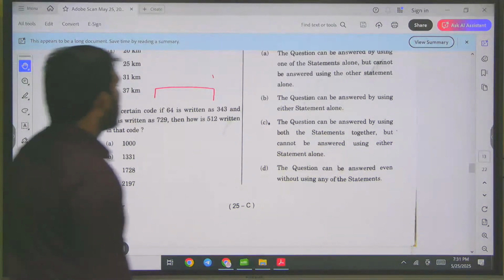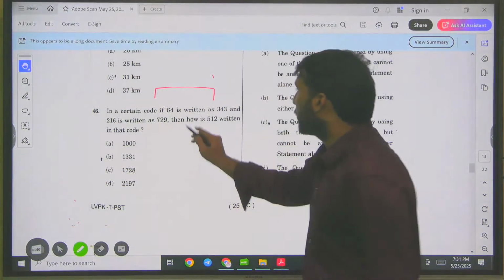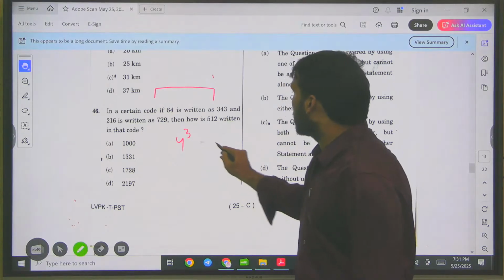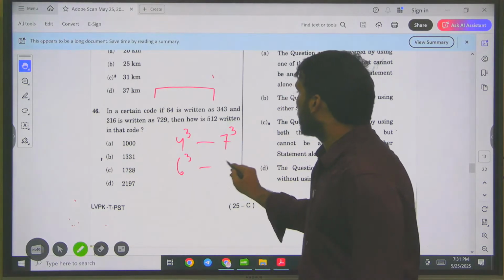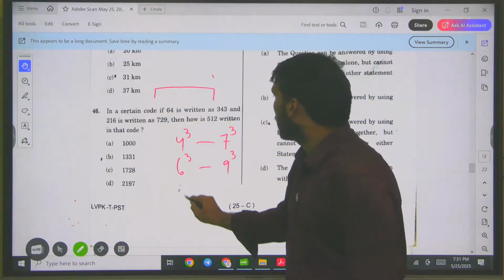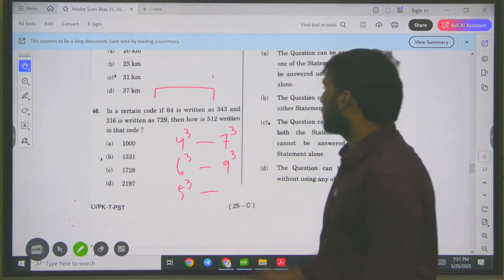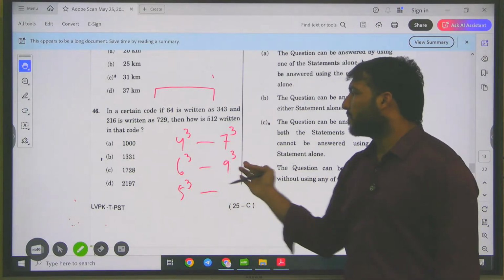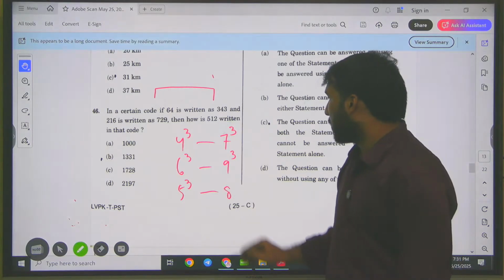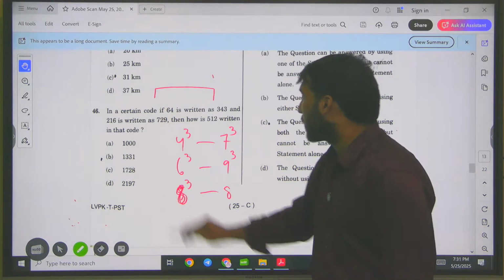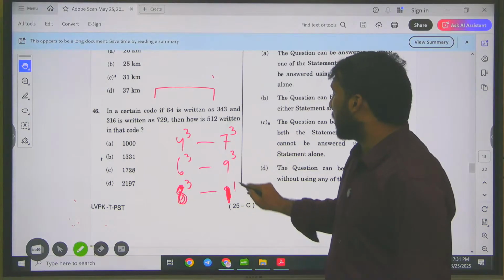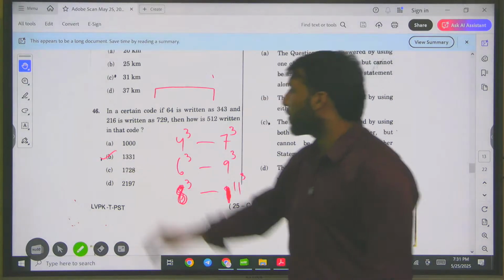In a certain code, 64 is written as 343. 64 means what? 4 cube. 3 means 7 cube. 6 cube, 9 cube. 5 cube will be how much? See here, 3 gap, 3 gap, 3 gap. 512 means 8 cube. Sorry, 8 cube. It will be 3 means 11 cube. 11 cube is how much? 1331.